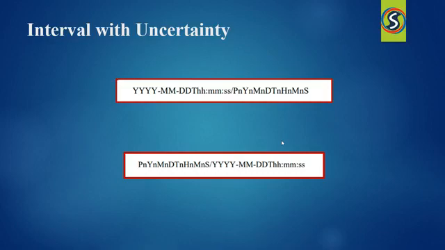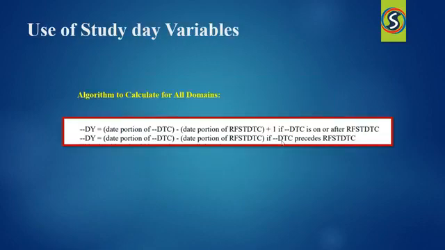Now let's see how we can use your study day variables as well. The permissible study day variables are DY, SDDY and ENDY. These describe the relative day of the observation, starting with the reference day as day 1, determined by comparing the date portion of the respective date or time variables, that is like DTC, STDTC and ENDTC.